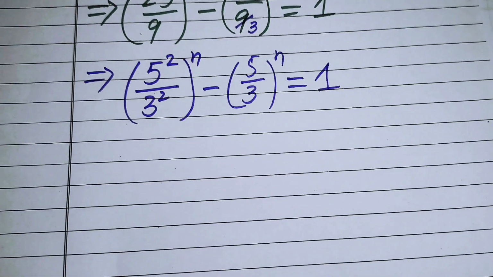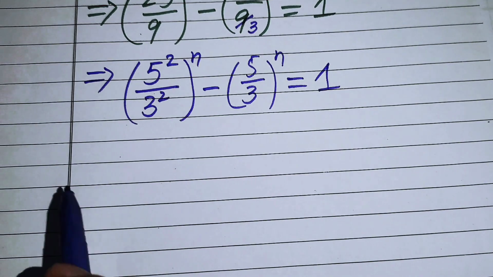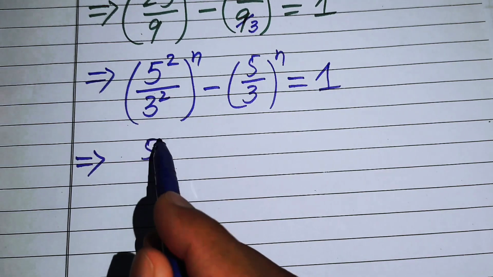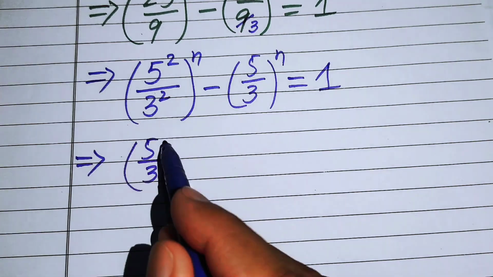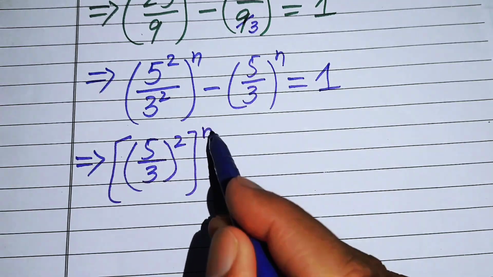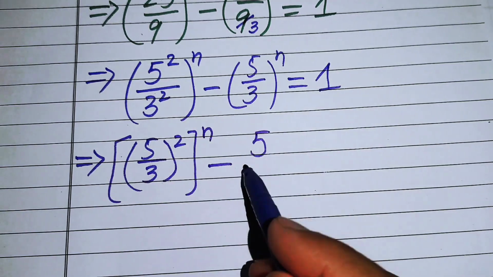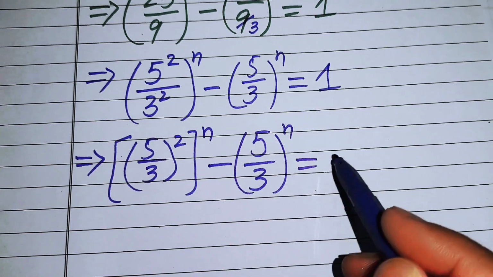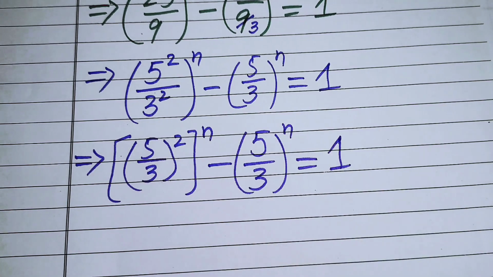So in the next step we will again combine the exponent of these two terms, and we write here 5 over 3 whole squared and its whole power n, minus 5 over 3 and its whole power n equals 1.